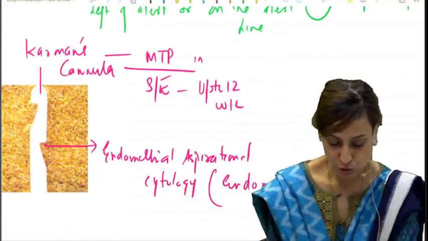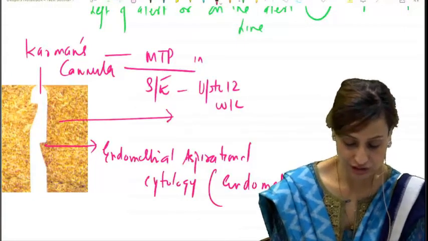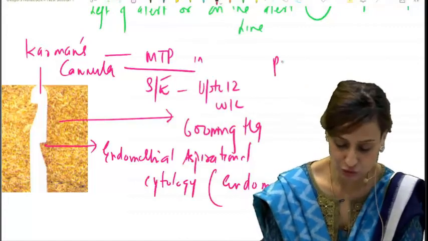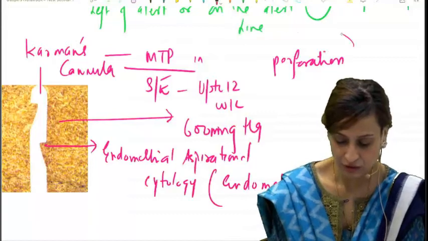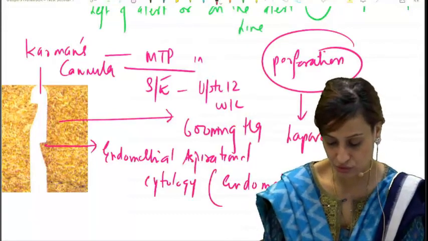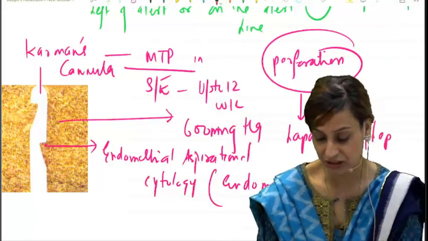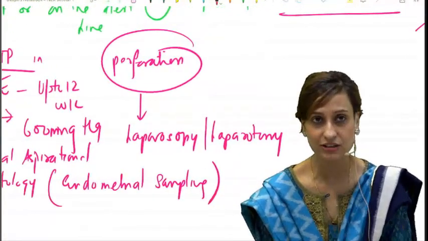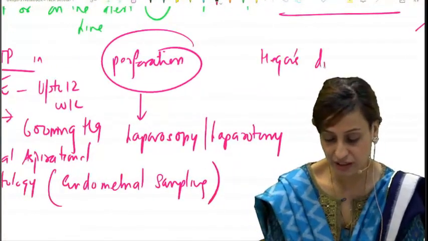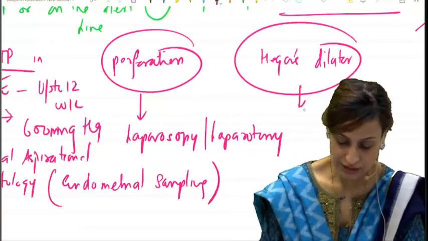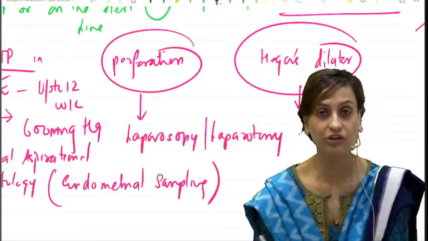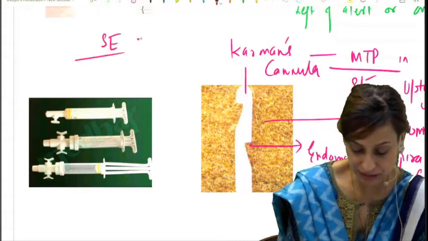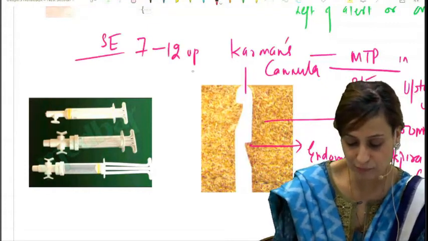Please also remember that the pressure generated in suction evacuation is 600 millimeters of mercury. And remember that if you do a perforation with the Karman's cannula, you have to immediately do a laparoscopy or a laparotomy, which is different from if you do it with a Hegar's dilator. Hegar's dilator is blunt, so if you perforate with a Hegar's dilator, you only have to wait and watch and monitor the vitals of the woman, right? Suction evacuation we would do for pregnancies beyond 7 weeks and up to 12 weeks.